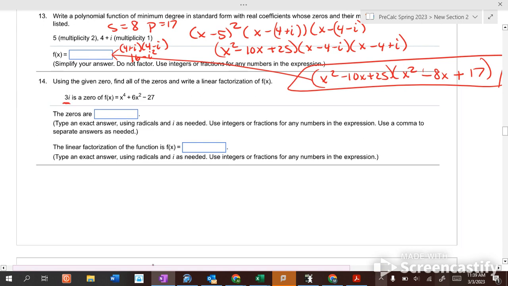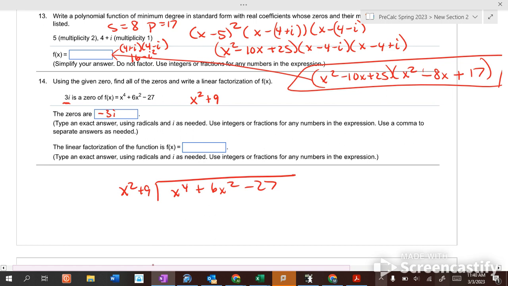If 3i is a zero of this, another zero would be negative 3i, because they always come in conjugate pairs. So what makes 3i and negative 3i? Well, x squared plus 9 makes 3i and negative 3i, because you multiply them to get negative 9i squared, which is plus 9, and then they add up to 0. So this is where you use long division to figure out what everything else is.